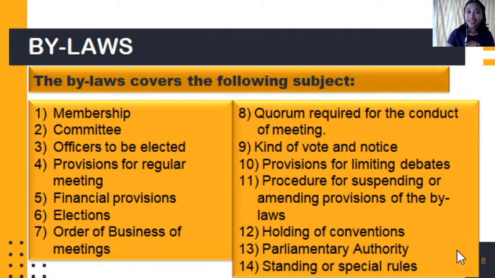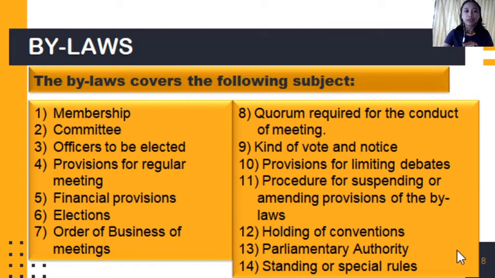It includes the fines, initiation fees, the bank accounts of the organization, so anything, the financial aspects of the organization. We have elections, how and where it is to be held, what is the manner in selecting the members of the committee. Then we have order of business of meetings. We have quorum required for the conduct of meeting.